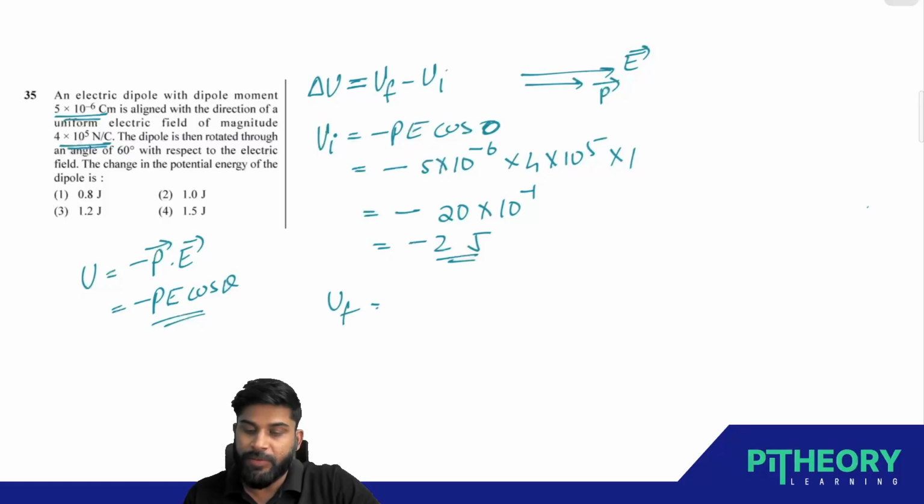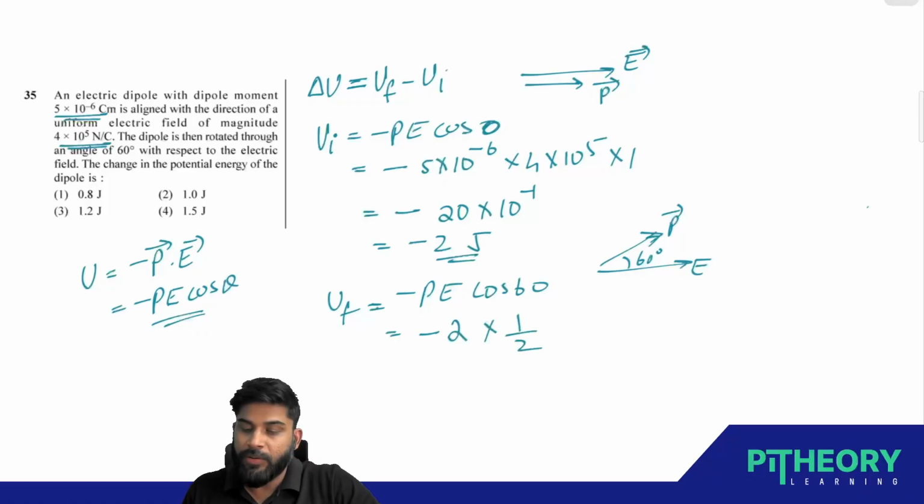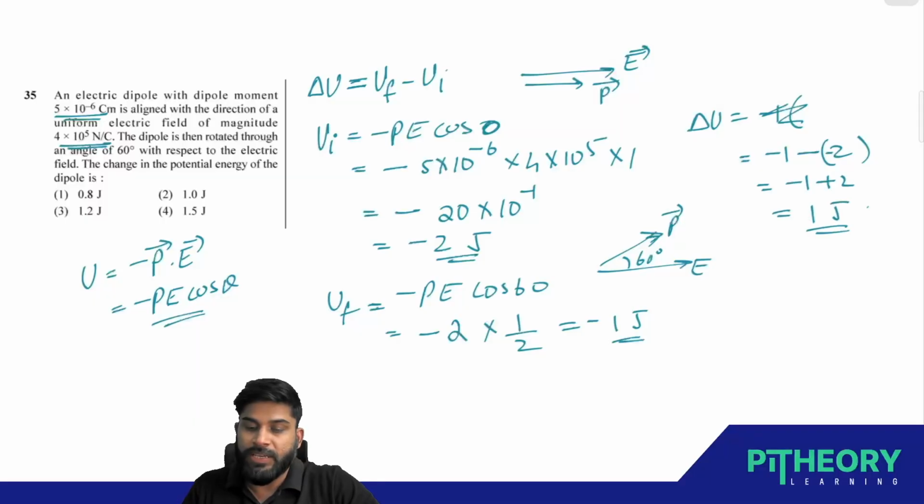Now the final potential energy. The final potential energy is again minus PE cos theta, at the angle it is now with respect to the electric field, rotated through an angle of 60 degrees. So cos 60 will come. Minus PE, the magnitude is 2 as we already saw, into cos 60 which is 1 by 2. You get minus 1 joule. So the change in potential energy, how much is it? Sorry, here you write minus 1 minus of minus 2. So we get minus 1 plus 2, which is nothing but 1 joule. So the change in potential energy is 1 joule, 1.0. Option 2 will be the correct answer for this.